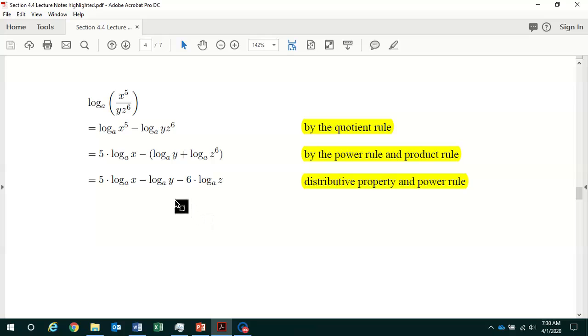And then lastly, the 6 on the variable z here can be brought down in front of the log. So we have 6 times log base a of z. And then when we distribute the minus sign inside the parentheses, we have minus log base a of y minus 6 times log base a of z. So this logarithm, the single logarithm up here, when fully expanded, equals this quantity down here.